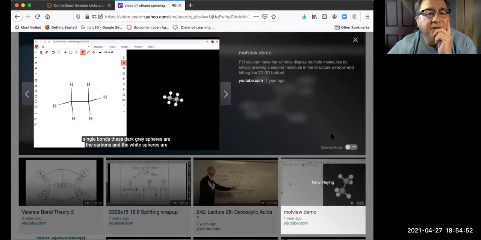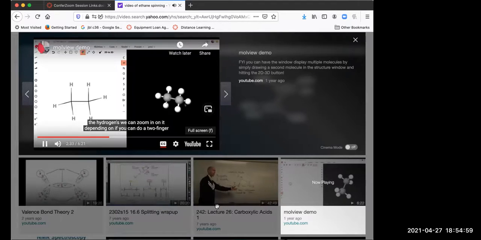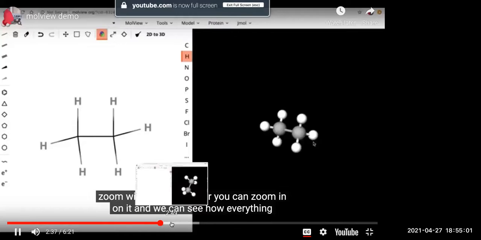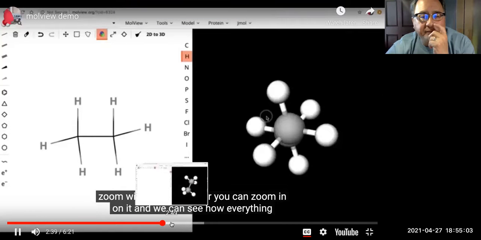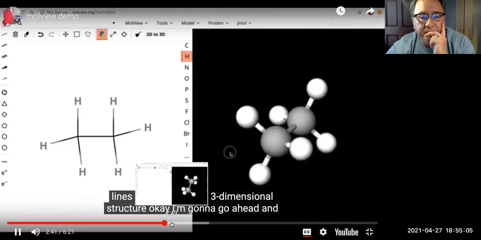These dark gray spheres are the carbons. And the white spheres are the hydrogens. So the ethane is here in the middle of the screen. We can zoom in on it. Depending on if you can do a 2-finger zoom with your computer, you can zoom in on it. We can see how everything lines up, and that's the three-dimensional structure.